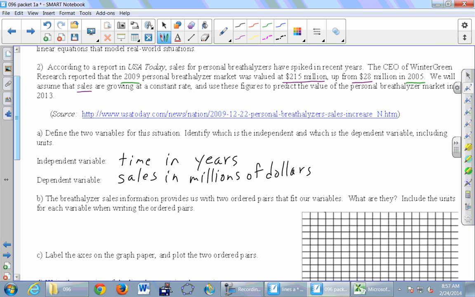Did you say 200 or 2000? Yeah. How about years since 2000? Just to make the numbers smaller. Years since 2000. You don't have to make that choice. And if you make a different choice, then your equation will be different. But that's okay.